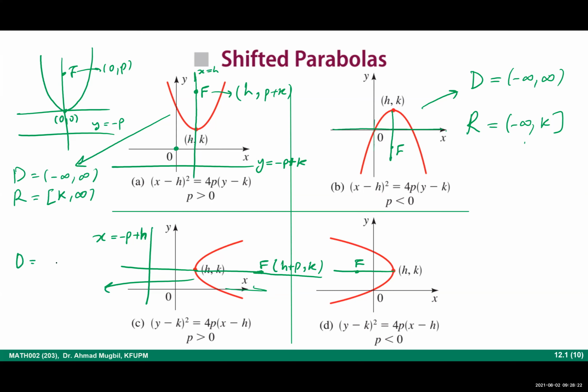For this one here, let's start with this one. What is the domain? The domain here is h to infinity, and the range is from negative infinity to infinity. Y can go from negative infinity to infinity. Here the domain is from negative infinity to h, and the range is still from negative infinity to infinity. I'd like to mention this because I think we didn't mention it in the previous class.